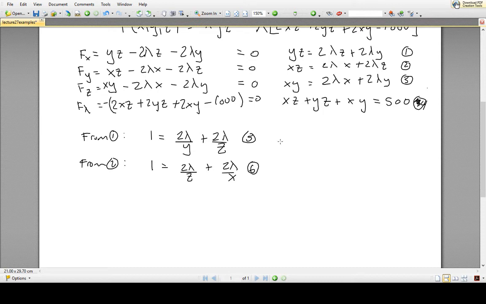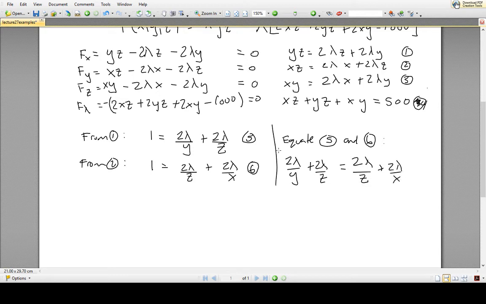And so if I equate, so equation 5 has 1 is equal to this, and equation 6 has 1 is equal to the right-hand side here. So I can equate these two equations, equating equation 5 and 6 gives me that 2 lambda over y plus 2 lambda over z is equal to 2 lambda over z plus 2 lambda over x. Because both of these things equal 1, so obviously they equal each other.